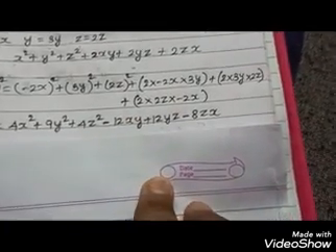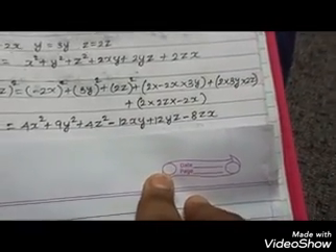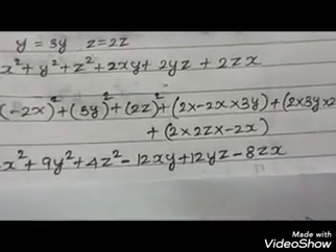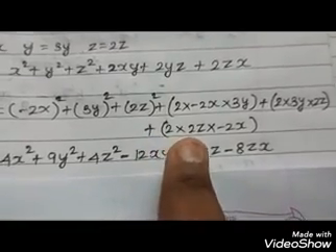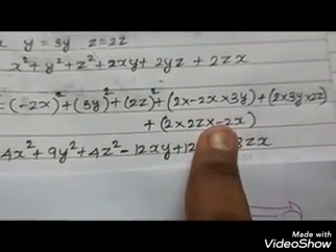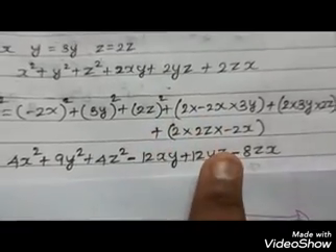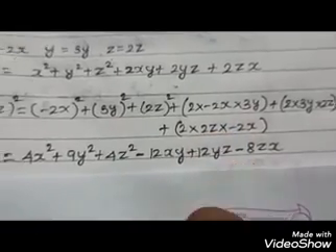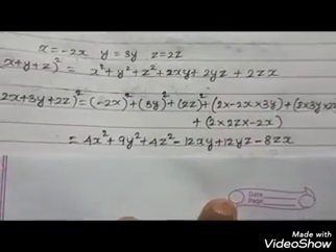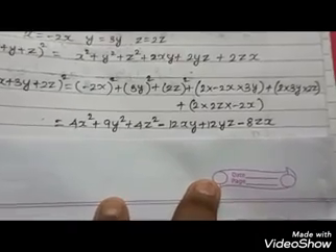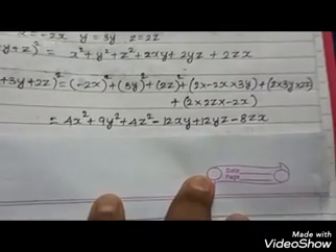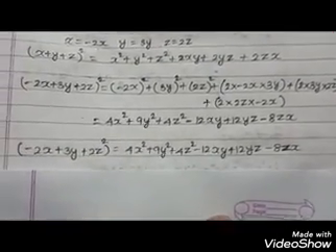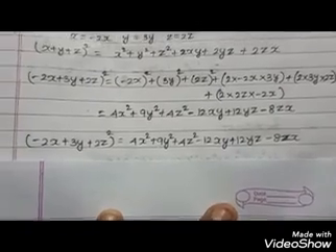The same way here all the values are positive, so it becomes plus. 2 3s are 6, 6 2s are 12. So 12yz. Here you compare plus into plus, plus; minus inside the bracket, minus into plus, minus. So now 2 2s are 4, 4 2s are 8, into x, z. Now what is the value? 4x square plus 9y square plus 4z square minus 12xy plus 12yz minus 8xz for the expansion of the given question, minus 2x plus 3y plus 2z whole square.